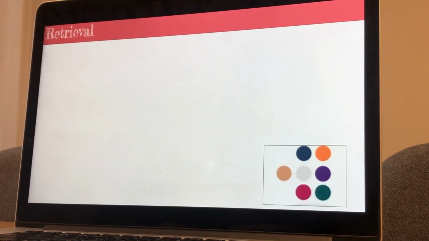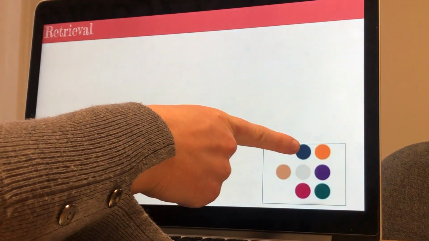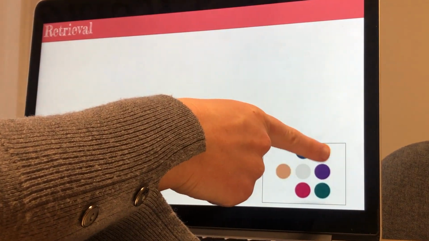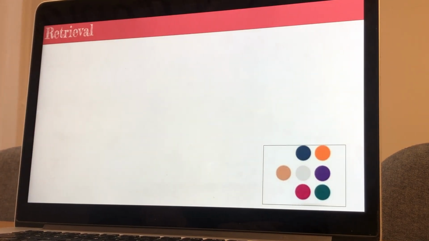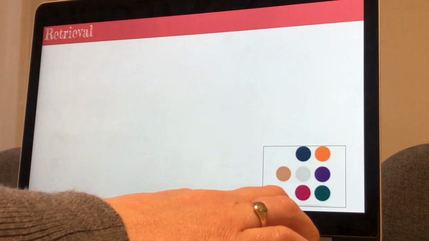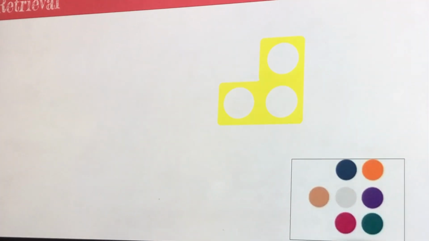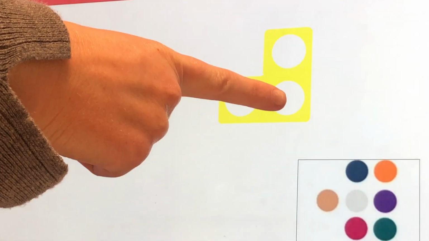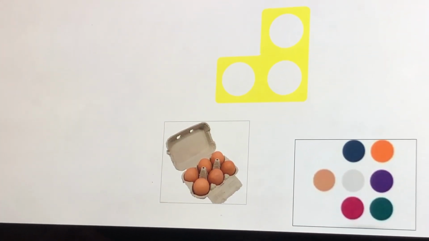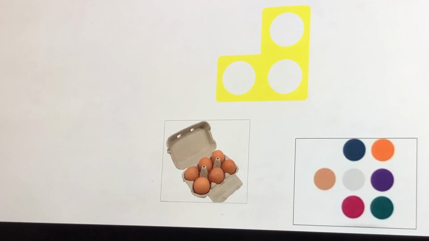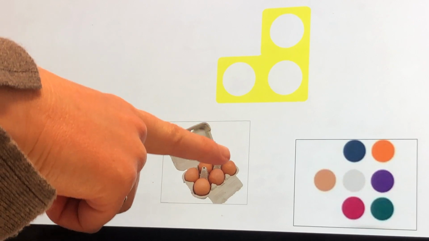This picture represents 7. I can check that by counting the dots. 1, 2, 3, 4, 5, 6, 7. When you see the next picture, can you decide which number it represents? 3. 1, 2, 3. 6. 1, 2, 3, 4, 5, 6.